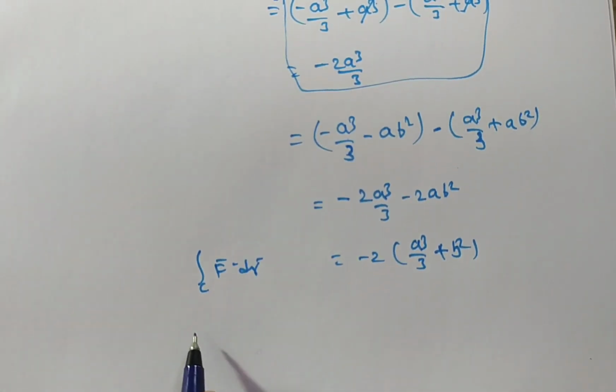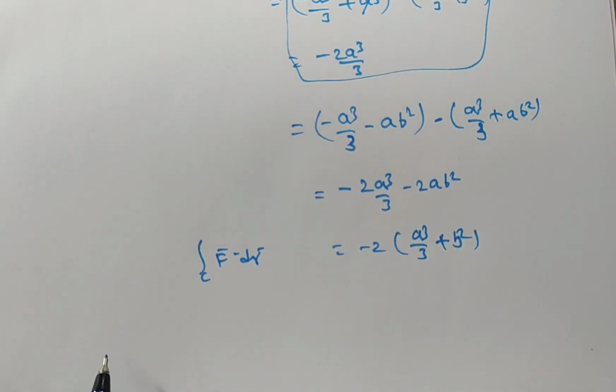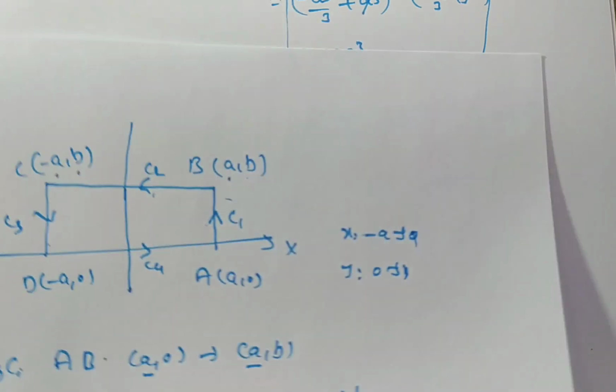Next you need to find out along C3. Okay. Now you see, for C3 what we have.